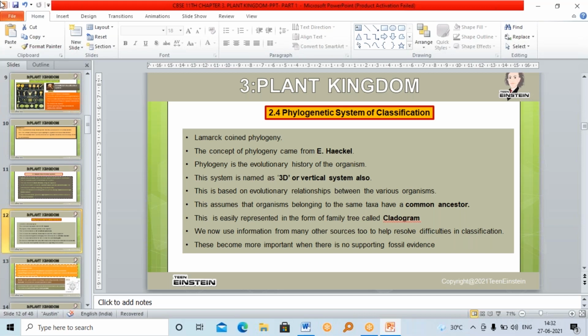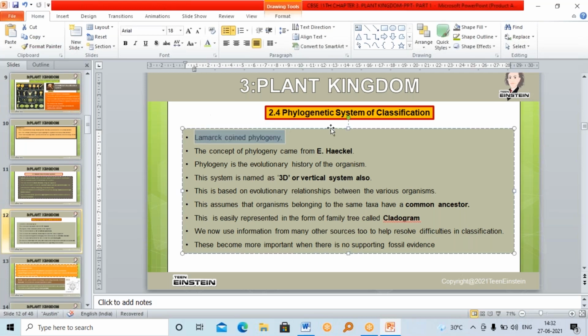And the concept of phylogeny, who brought that? Ernest Haeckel. These are all MCQs. Lamarck coined phylogeny, and the concept was brought by Ernest Haeckel. Phylogeny is the evolutionary history of an organism. What do you mean by phylogeny? The evolutionary history of an organism. And this is a 3D system of classification.